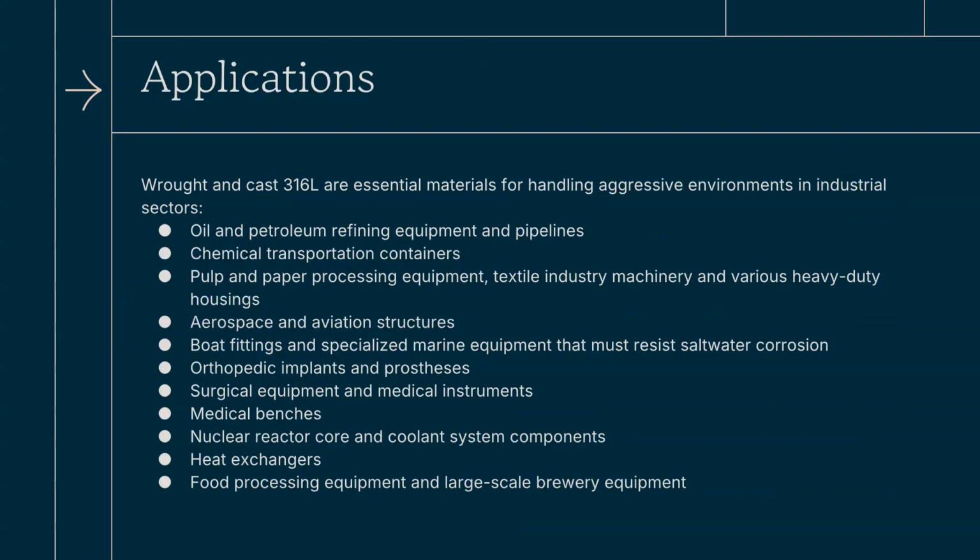Here are the general applications of Wrought and cast 316L. They are useful for oil and petroleum industries, chemical transportation, pulp and paper processing equipment, aerospace and aviation structures, boat fittings, orthopedic implants, surgical equipment, medical benches, nuclear reactor core and coolant system components, heat exchangers, food processing equipment, and large-scale brewery equipment. These applications make it popular for wide and general applications.